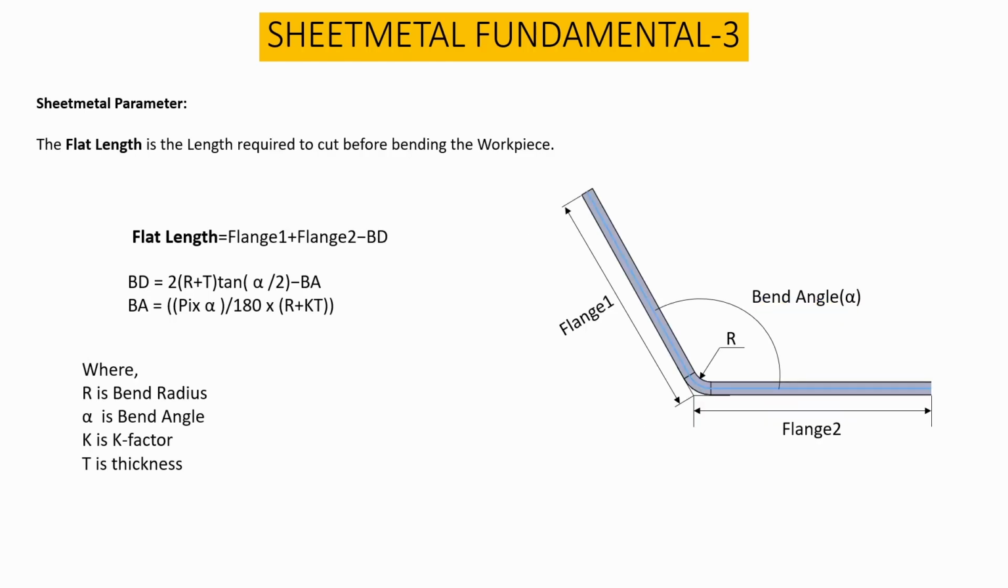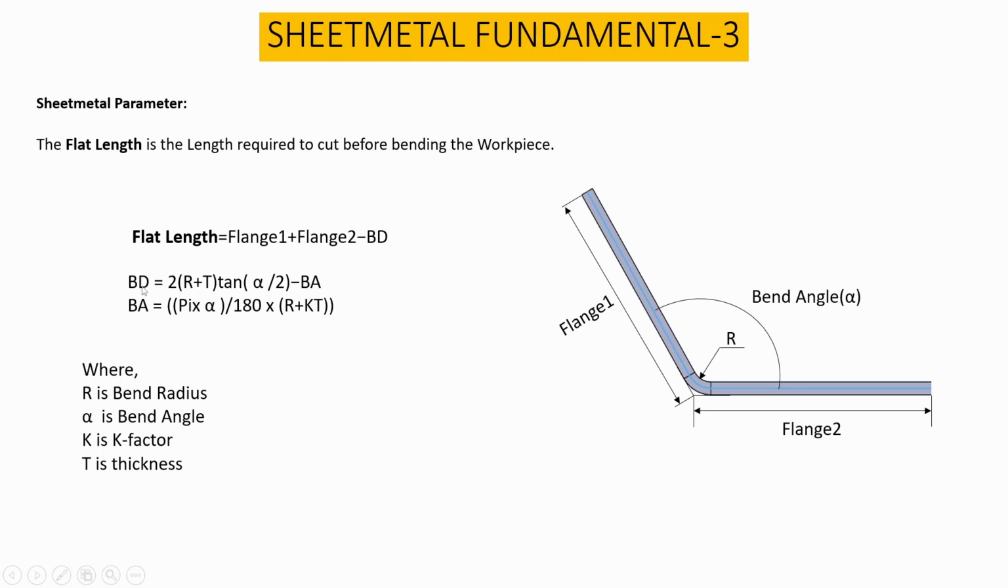Now, the final parameter is flat length calculation. It is the actual flat that needs to be cut before bending a sheet metal part, and after the bending the actual part, as you can see in the image, will be formed. The length of this face to this tangent point of this circle is called flange 1, and from this tangent point to this edge is flange 2, and flat length is given by flange length 1 plus flange length 2 minus bend deduction.